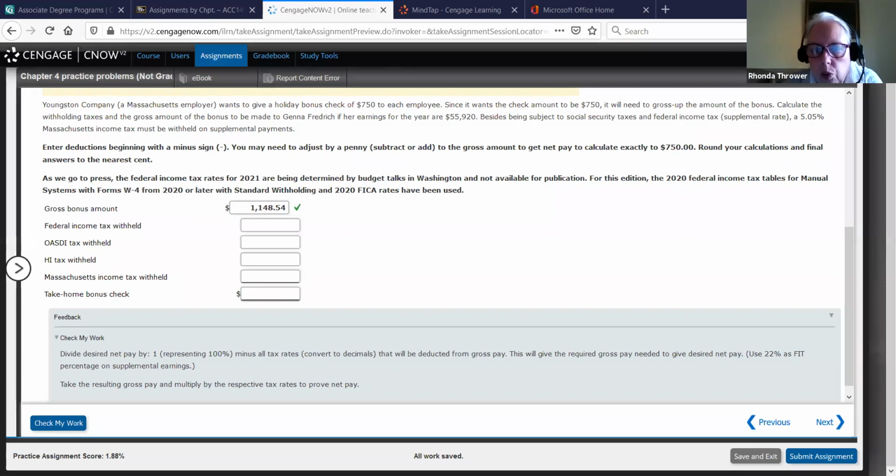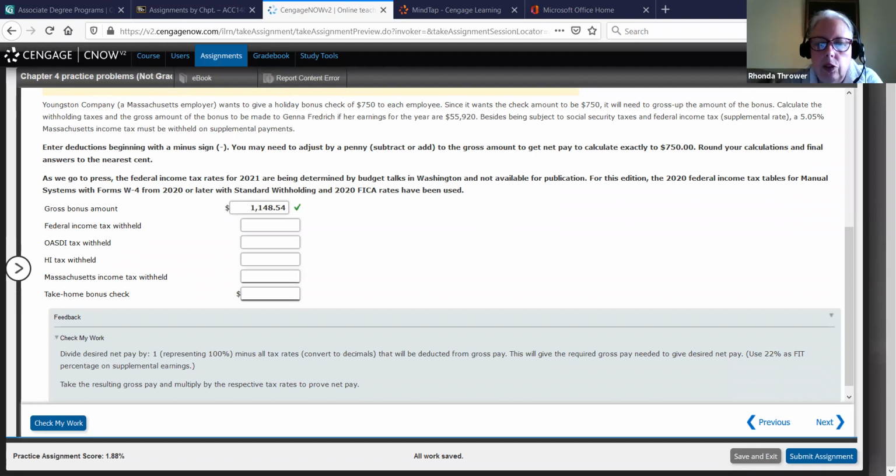They're going to ask you for the state income tax, which was $58. And they're going to also ask you for the HI tax, which was $16.65. And they're going to also ask you for the OASDI, which was $71.21. So I'm going to jot those down so we won't have to flip back and forth, but these were the taxes and how they were calculated.